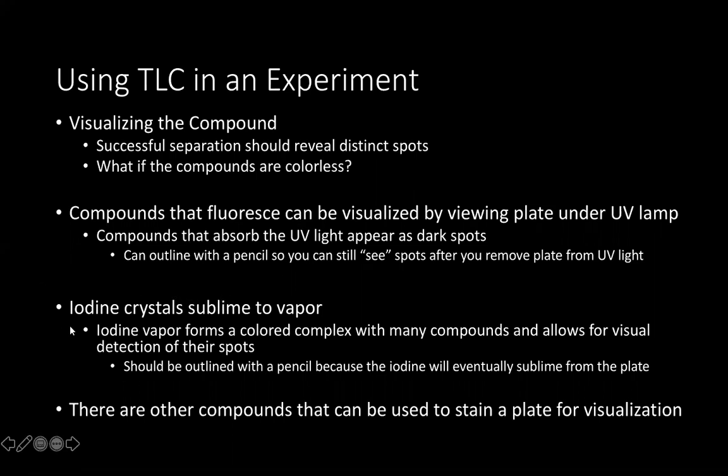We're also using an iodine chamber in this lab where we have put a few iodine crystals in. Iodine, if you remember from Gen Chem, is a solid diatomic halide. However, this is one of our compounds that will go from solid to vapor without going through the liquid form. So if we drop a few iodine crystals down the bottom, you'll end up with iodine vapors in this closed lid container. Your iodine vapor will form a colored complex with a bunch of different functional groups and compounds in organic chemistry. So this allows for a visual detection of the spots. A lot of times these complexes tend to be orange or yellow in color.